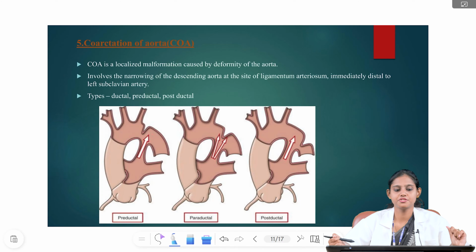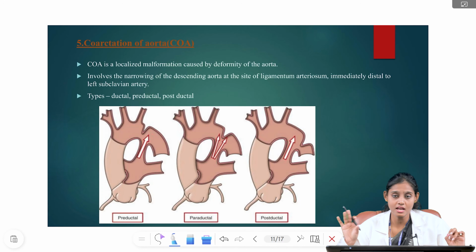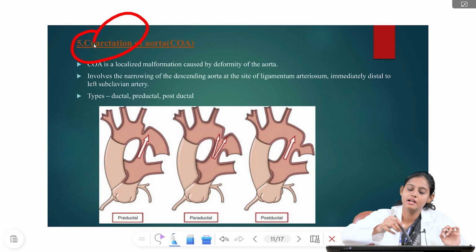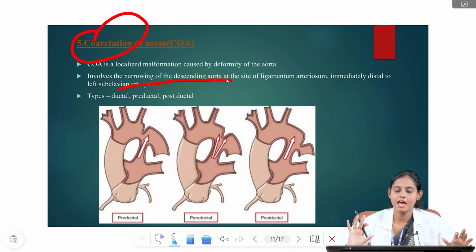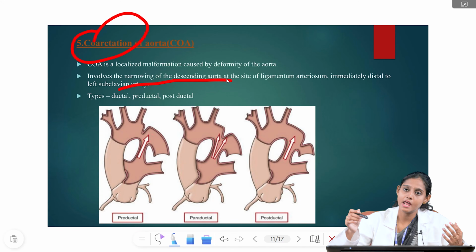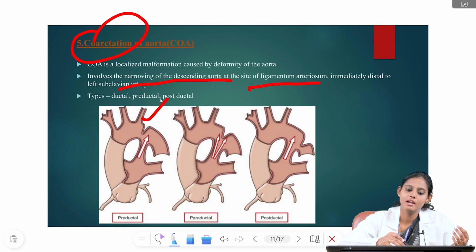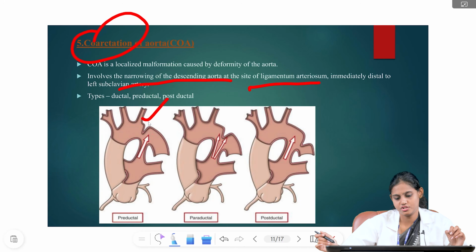Next we move on to the next condition called coarctation of aorta. Coarctation of aorta is a localized malformation caused by deformity in the aorta, where coarctation means narrowing at your descending aorta at the site of ligamentum arteriosum, immediately distal to your left subclavian artery.